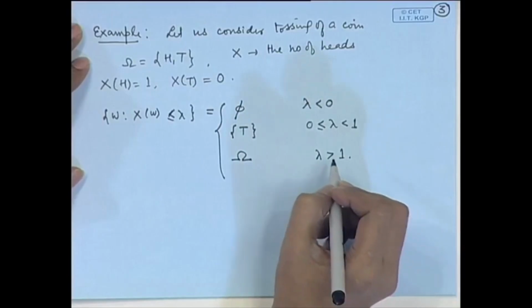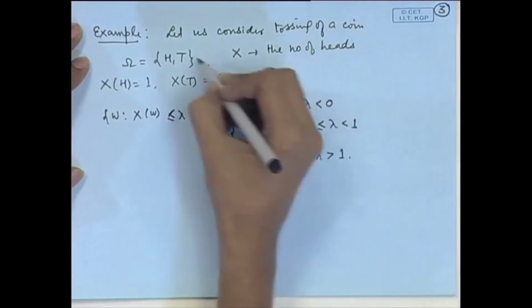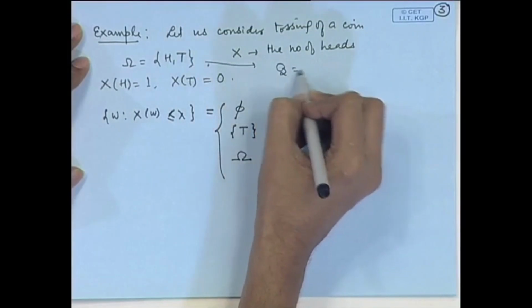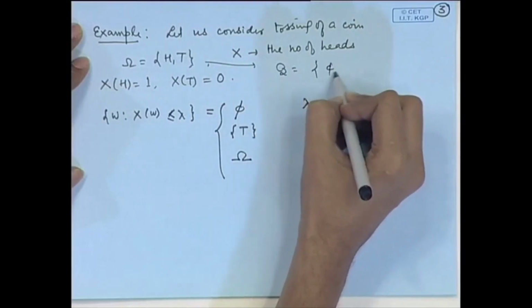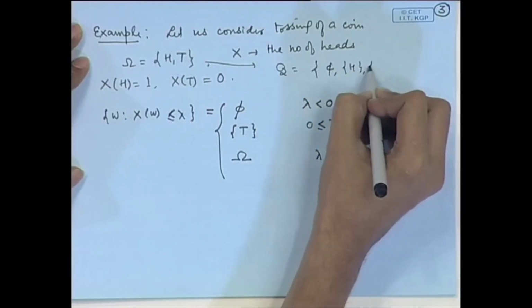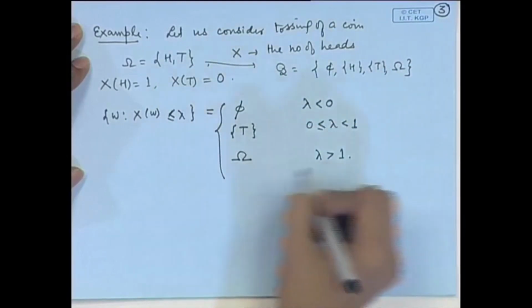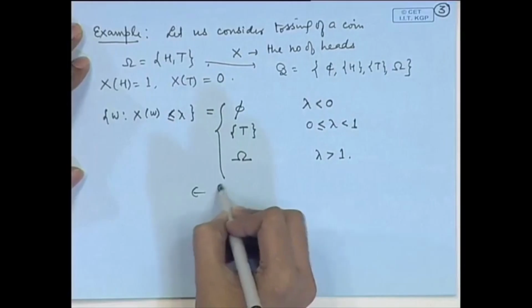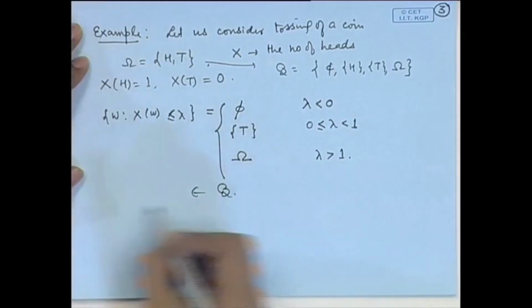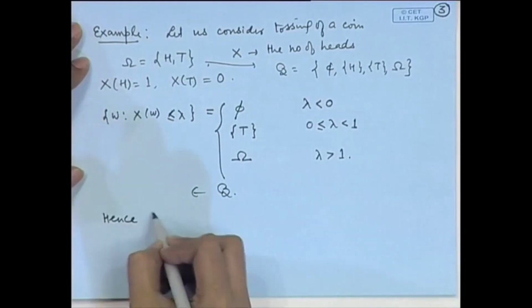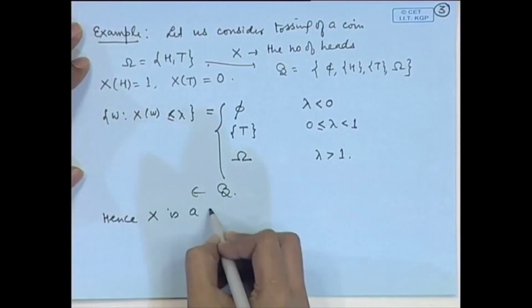So, if my sigma field here consists of phi, {H}, {T} and omega, then you can see that this set always belongs to B. Hence, this X is a random variable.